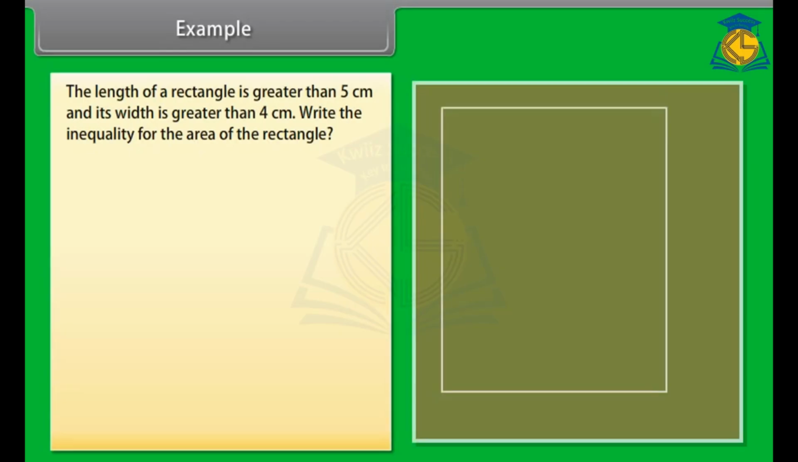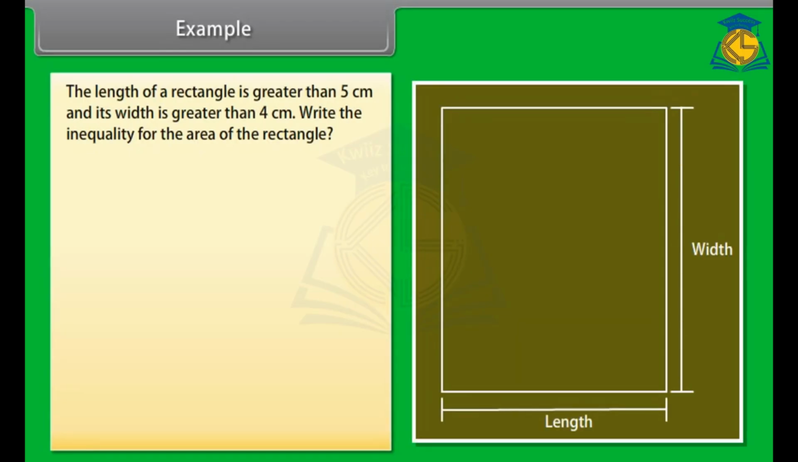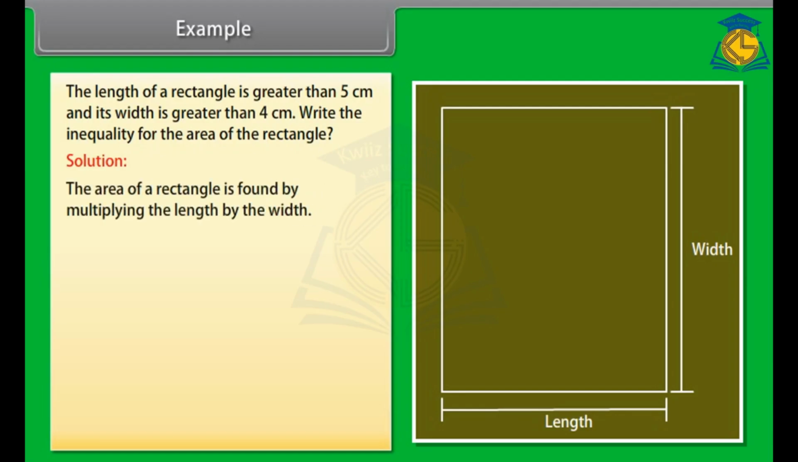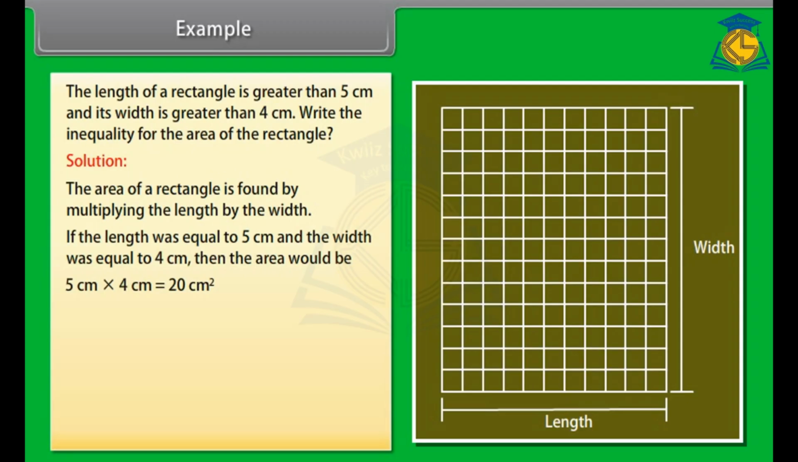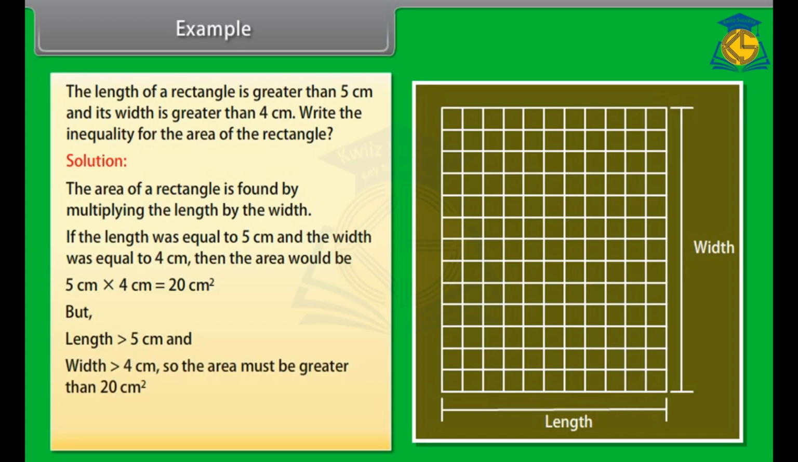Example. The length of a rectangle is greater than 5 cm and its width is greater than 4 cm. Write the inequality for the area of the rectangle. Solution. The area of a rectangle is found by multiplying the length by the width. If the length was equal to 5 cm and the width was equal to 4 cm, then the area would be 5 cm × 4 cm = 20 cm². But the length is greater than 5 cm and the width is greater than 4 cm, so the area must be greater than 20 cm².